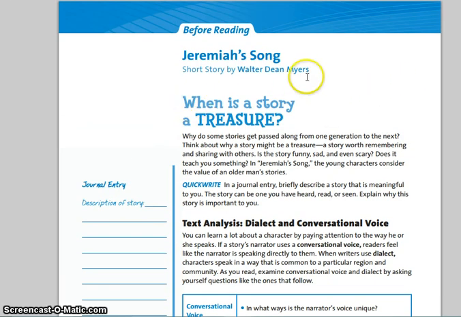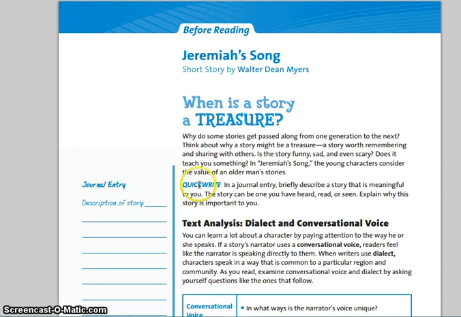It says, when is a story a treasure? Why do some stories get passed along from one generation to the next? Think about why a story might be a treasure, a story worth remembering and sharing with others. Is the story funny, sad, and even scary? Does it teach you something? In Jeremiah's Song, the young characters consider the value of an older man's stories.